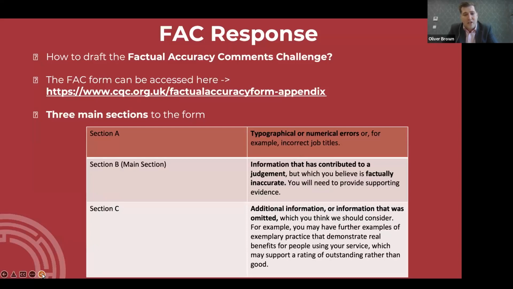And then section C is an additional information section. It's for anything you think has been missed and would be relevant, especially when considering the judgment and overall rating of your service. If we could just go to the next slide, please.